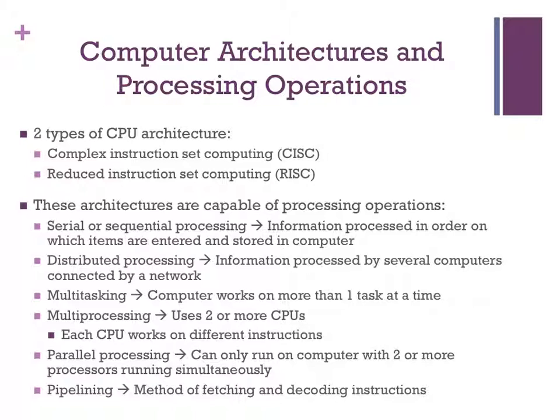In serial or sequential processing, information is processed in the order in which items are entered and stored in the computer. This is a very simple form because there is one instruction processed at a given time. In distributed processing, information is processed by several computers connected by a network. This requires a highly structured environment that allows hardware and software to communicate, share resources, and also exchange information freely.